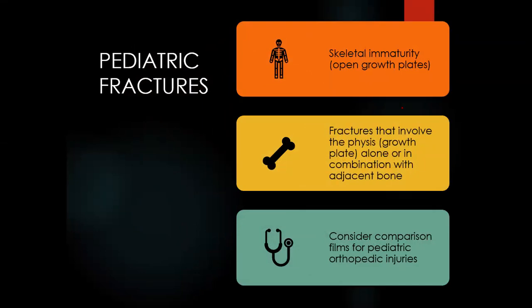Okay, so pediatric fractures, we care because they're still growing. They can fracture their growth plates, and that could be bad juju. They could grow asymmetrically. We don't want to see that. So we want to consider comparison films from leg to leg or arm to arm. And we definitely want to think about referring these kiddos to orthopedics.